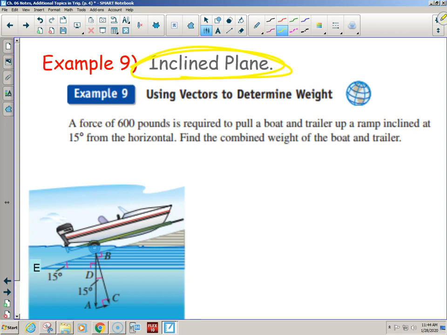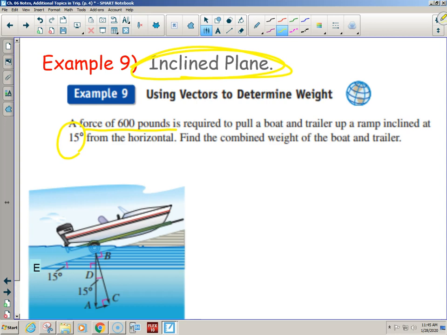So what do we know? A force of 600 pounds is required. That sounds like a total, like a net. Is required to pull a boat and trailer up a ramp inclined at... Okay, if it's inclined, they'll always tell us what the incline is. Have you guys ever gone up the Grapevine? There are all these signs about what kind of grade it is. Oh yeah, talking about the incline. Find the combined weight of the boat and the trailer.